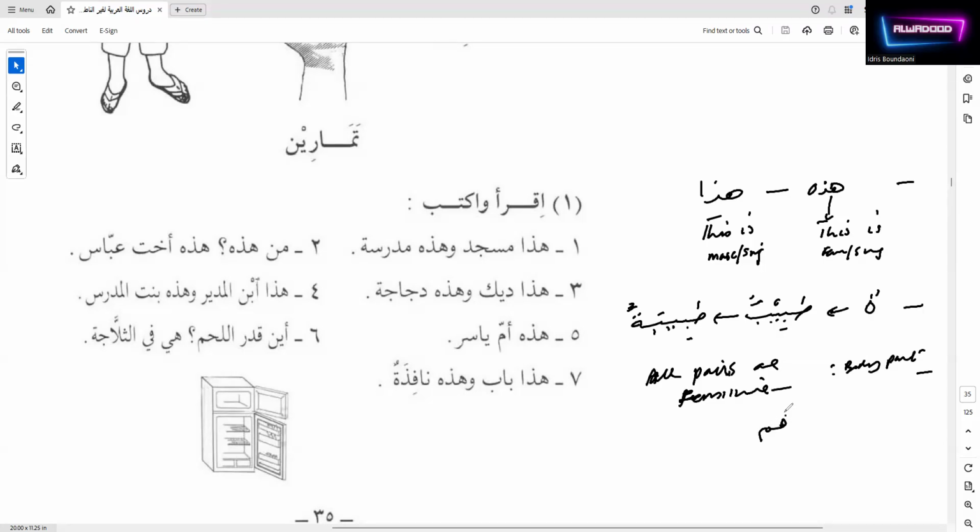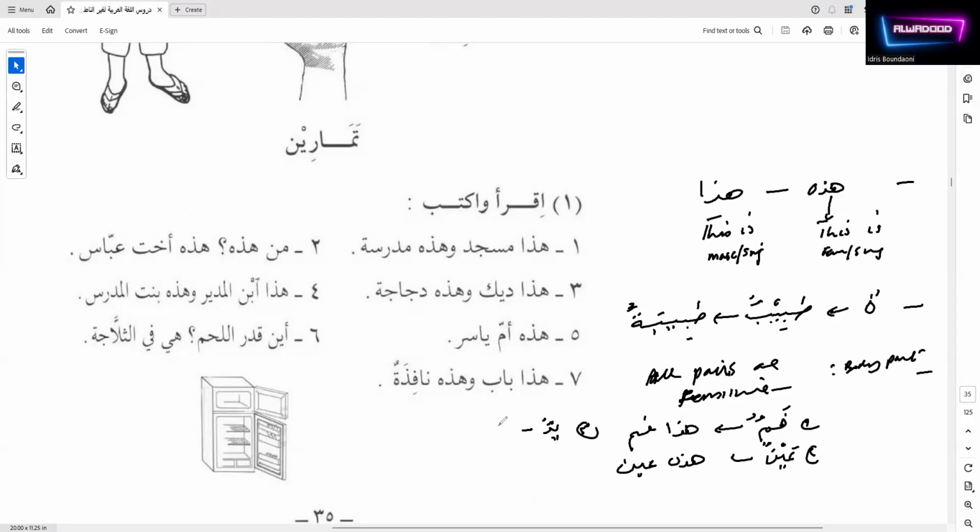So if you have famun, it is not a pair. So we say هذا famun. But if you have ainun, the eye, we say هذه عين. And then the number 3, if you're talking about yedun, we have 2 hands, so we have to say هذه yedun.